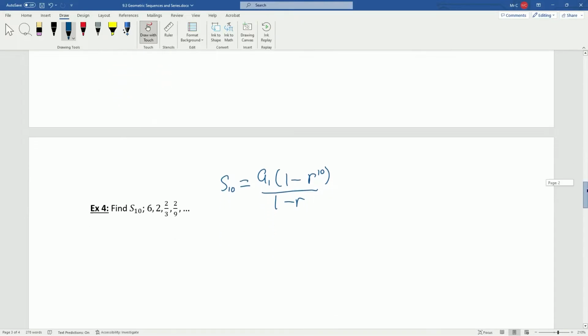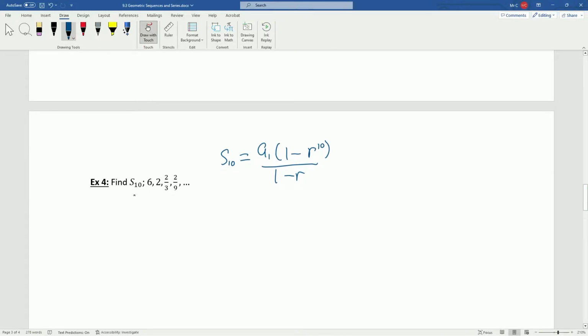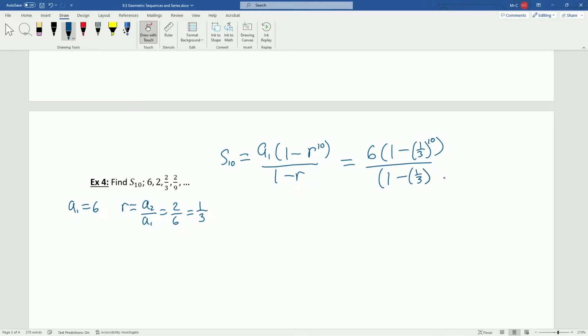So that means I already know what n is, of course, that's given here explicitly. I need to figure out what r and a1 are. a1 is easy enough, that's just 6. So what's r? Well, we can just take a2 divided by a1. It's 2 divided by 6, that's 1/3. So now we plug this missing information into our sum formula. We get 6 times 1 minus 1/3 to the 10th divided by 1 minus 1/3.